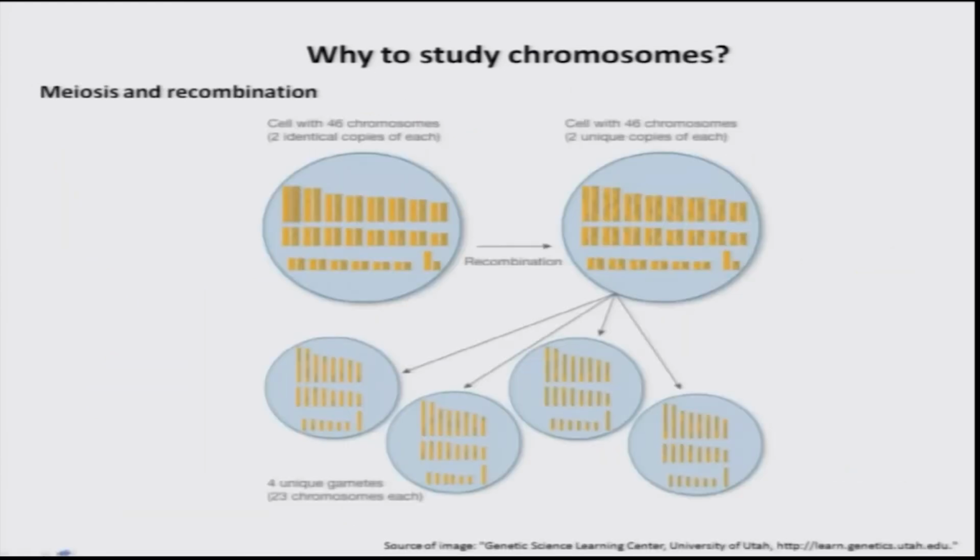This happens during meiosis, meaning the cell division process wherein the germ cells are being made. So, meiosis is a very complex and very important cell division process that takes place in your germ cells.